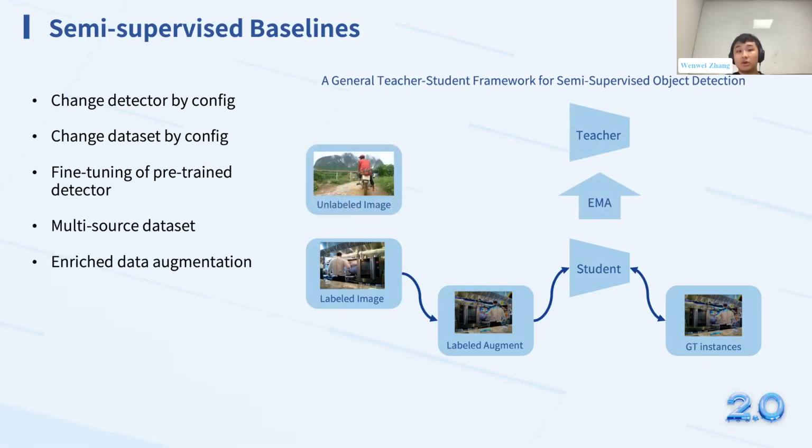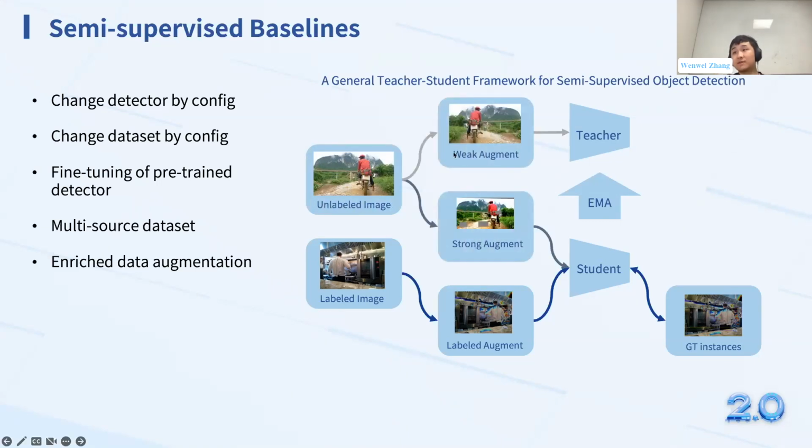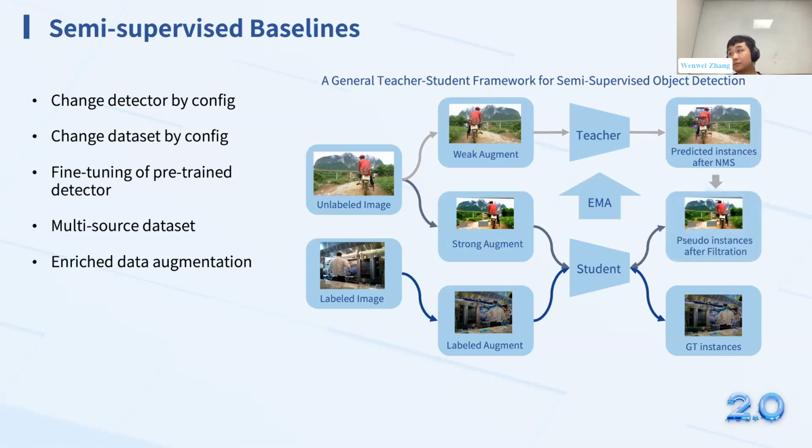Then, when we use the unlabeled images, they are first weakly augmented and sent to the teacher. The teacher runs inference on these unlabeled images and predicts instances. These instances serve as pseudo annotations and are used as a supervision signal for the student. Finally, the student is updated, and it also updates the teacher through EMA.